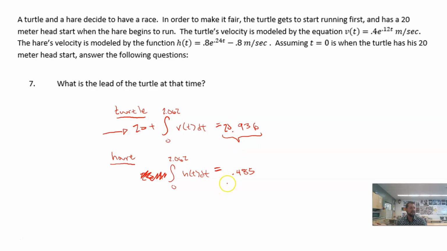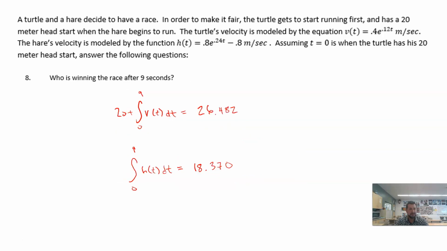The hare didn't get any sort of head start at all, so his initial position was 0 plus that. When I do that, I get 0.485. To find out what the lead was, I would just take those two numbers and subtract them. That would tell me, let's see, I didn't do this ahead of time, so 20.451 is what the lead of the turtle is at that time. So again, we just find both of their positions and then subtract them, and that will tell us the difference in their positions, which is what the lead would be.